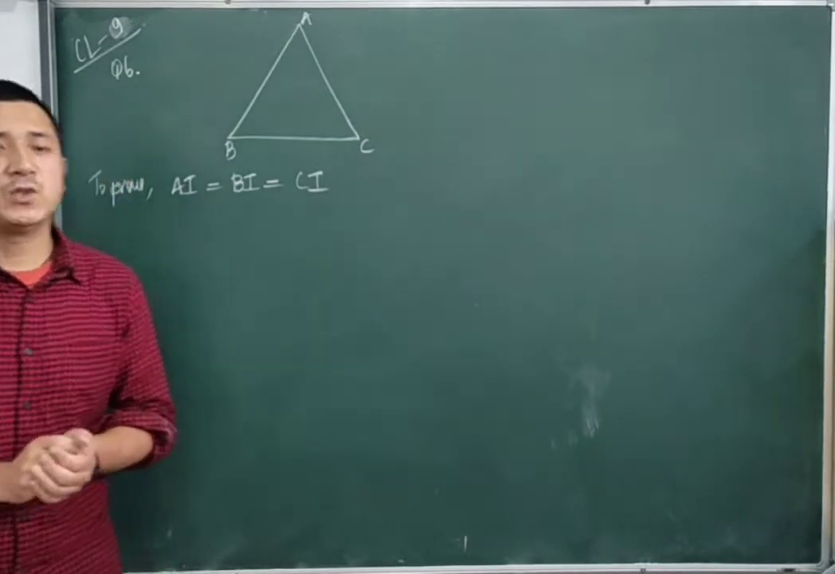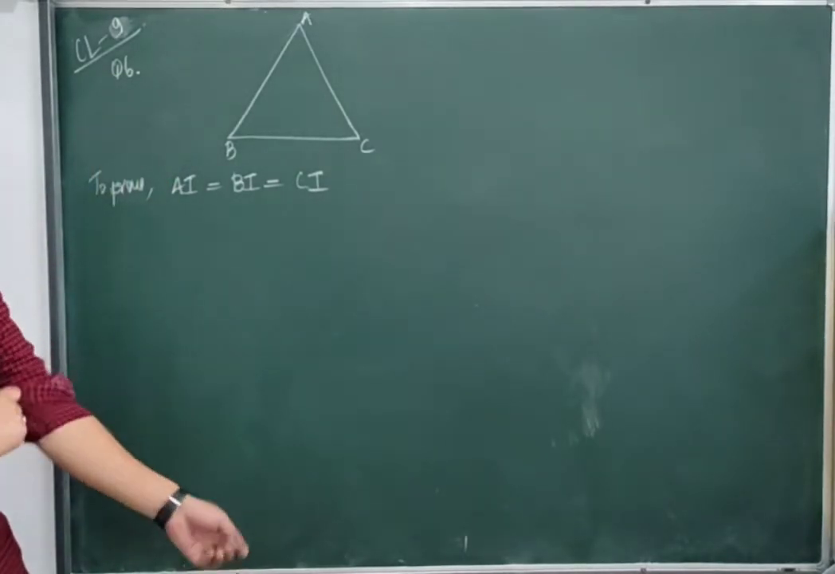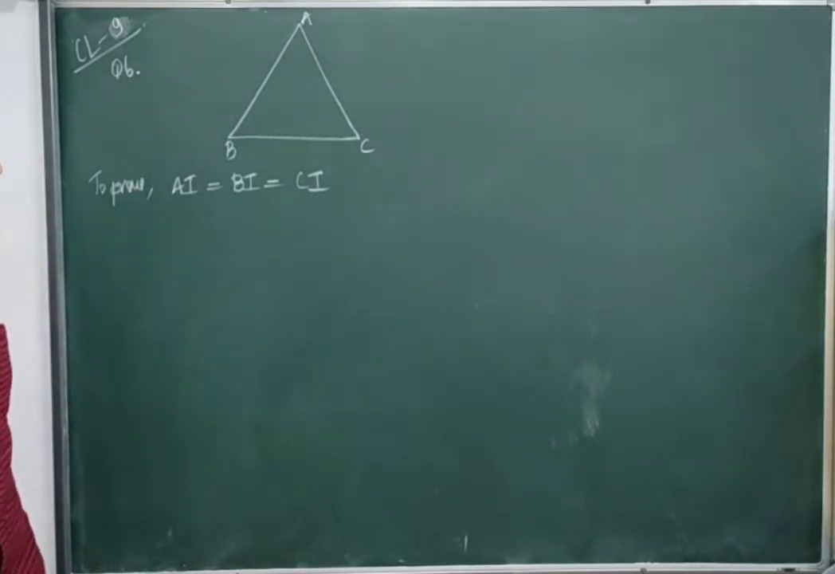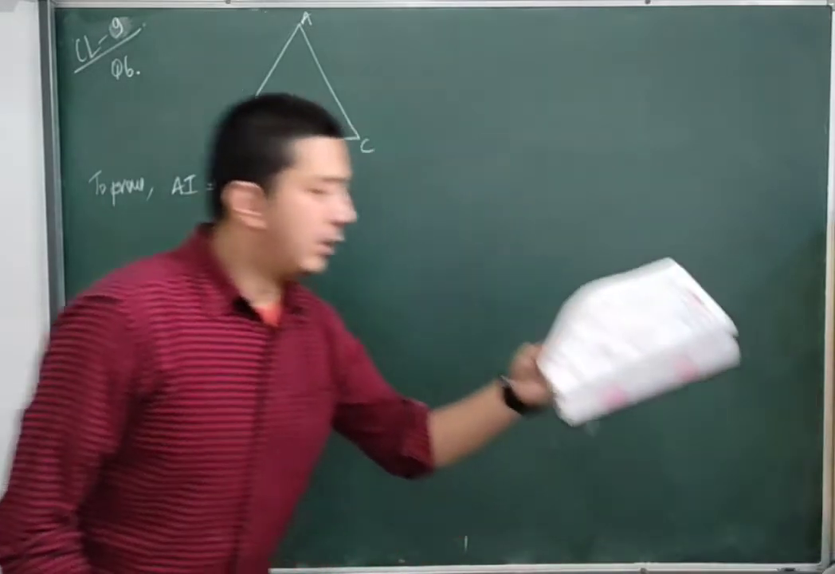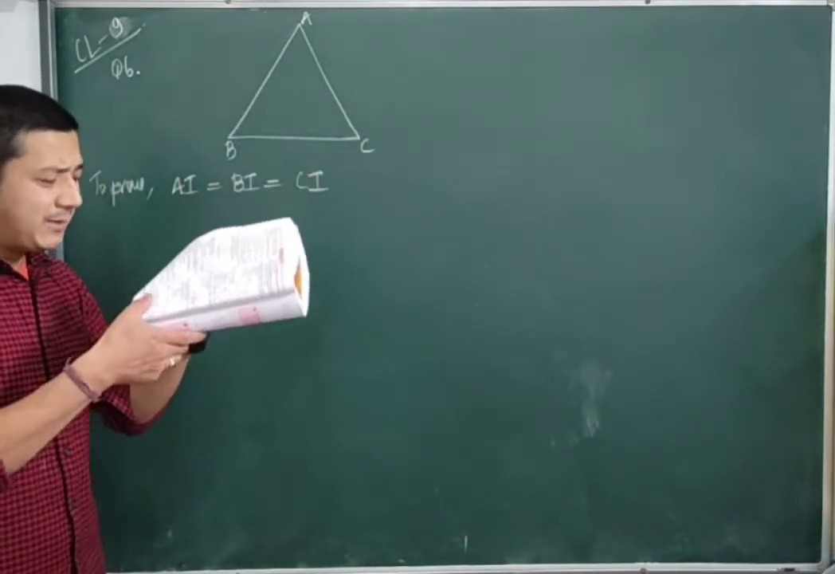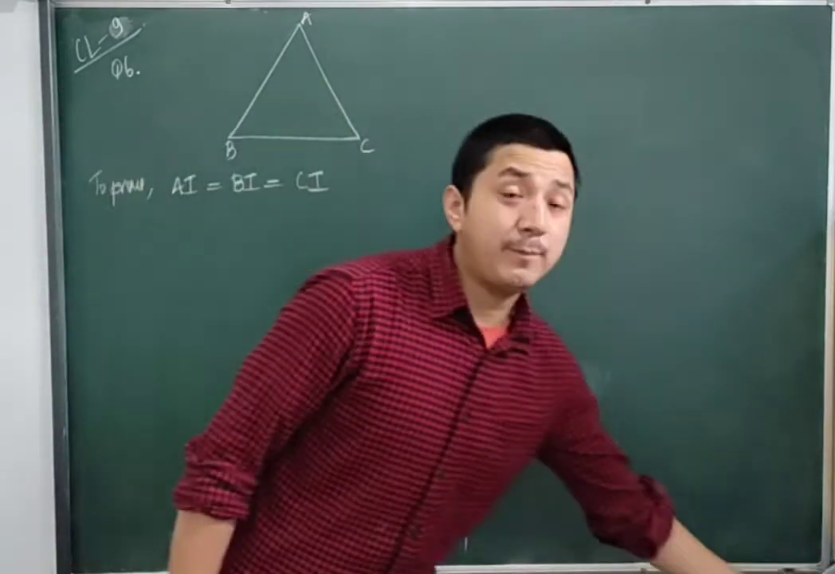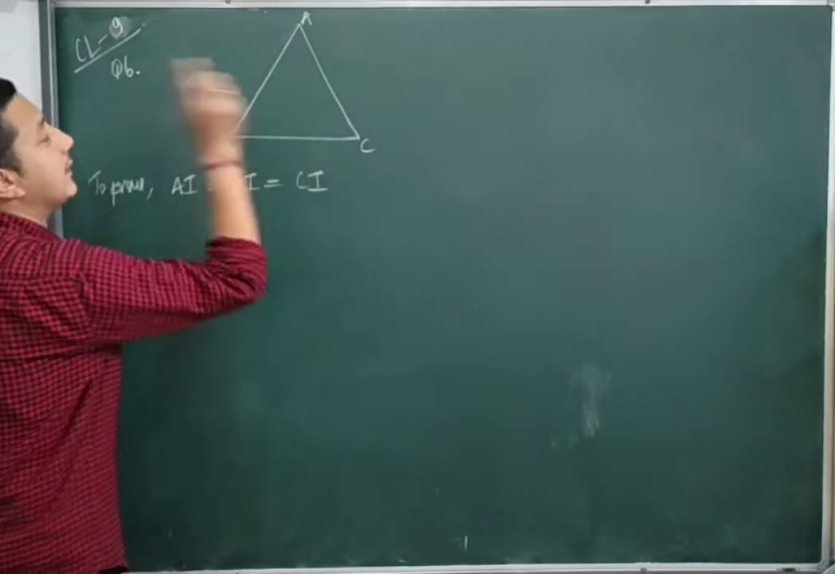In today's class we'll start from question number 6. We are doing congruency of triangles. Okay. So in question number 6 the question says the perpendicular bisectors of the sides of a triangle ABC meet at I. The perpendicular bisectors of triangle ABC.